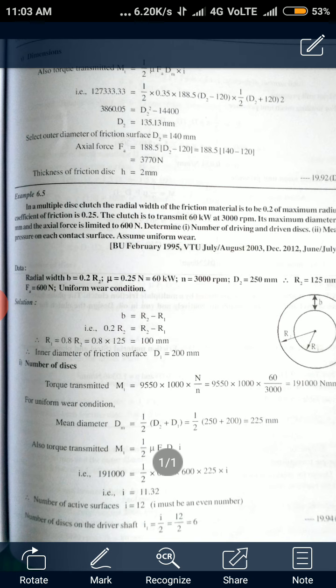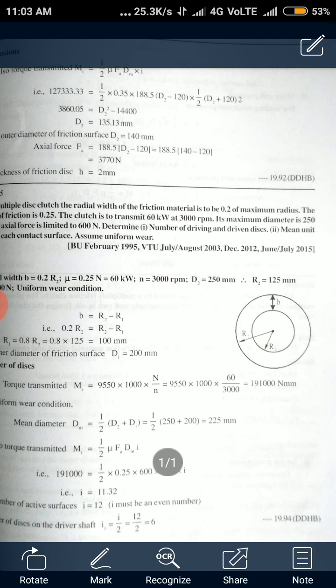The first line is very important when you solve the problem. What it says: multi-plate disc clutch, radial width of the friction material is 0.2 of maximum radius. What is radial width? Radial width is nothing but the difference between outside radius and inside radius, that is R2 minus R1. And what is the maximum radius? The maximum radius is R2. So he has given a relation here. You can see the sketch. The radial width b is 0.2 times R2, the maximum radius.